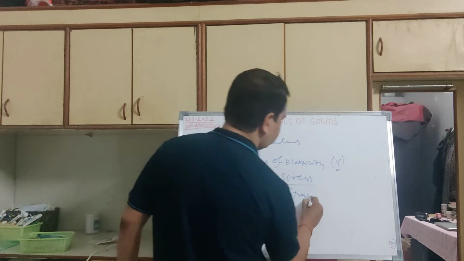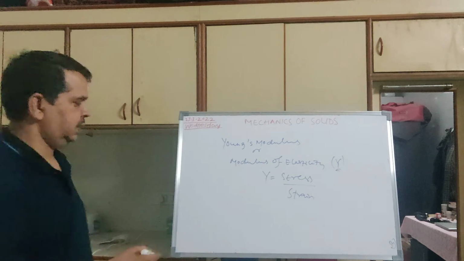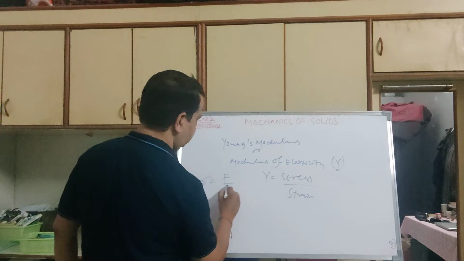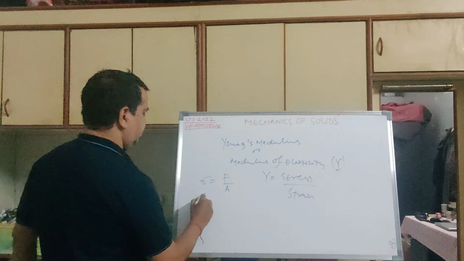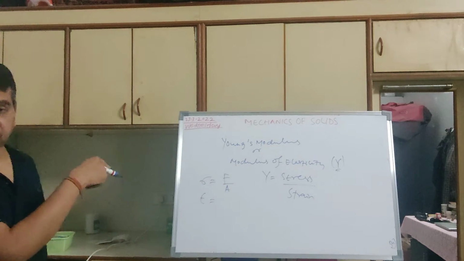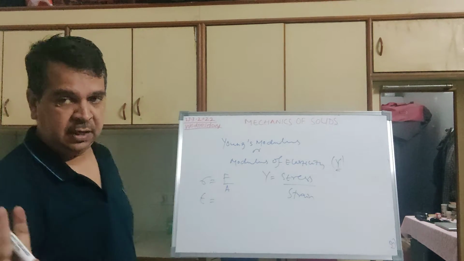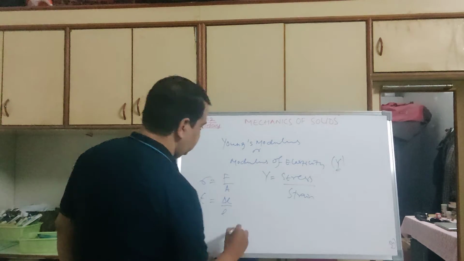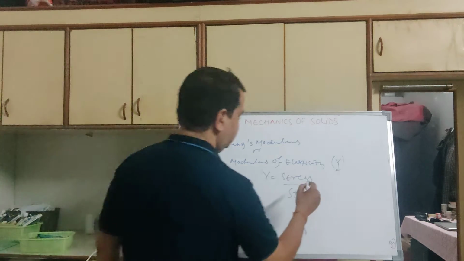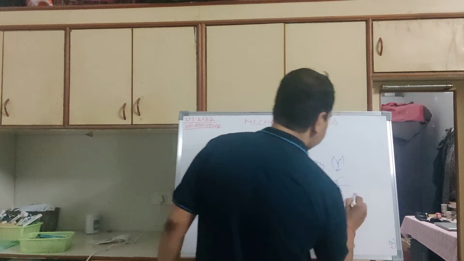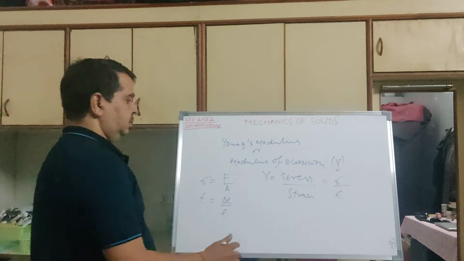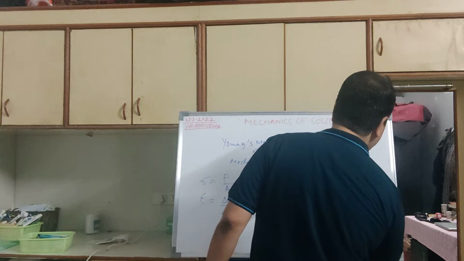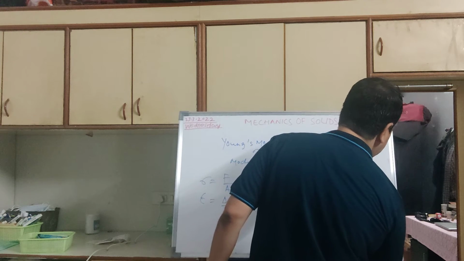Stress is called sigma, which is force by area. We have defined strain. I am talking about everything with respect to longitudinal now, not entering into shear or bulk modulus. Strain is change in length by original length. So what is Young's modulus? Y is equal to stress by strain. So what is Y? It is F by A divided by delta L by L.